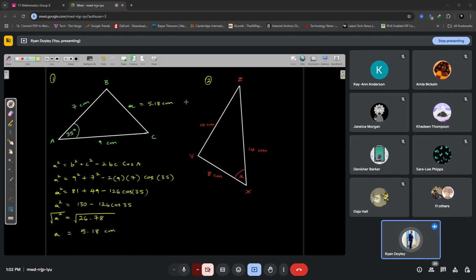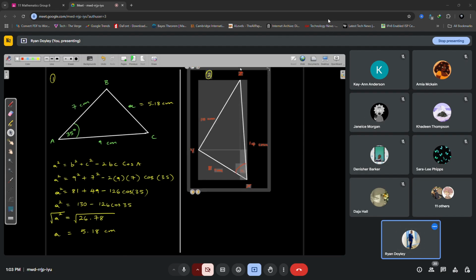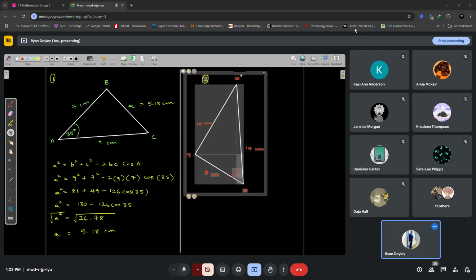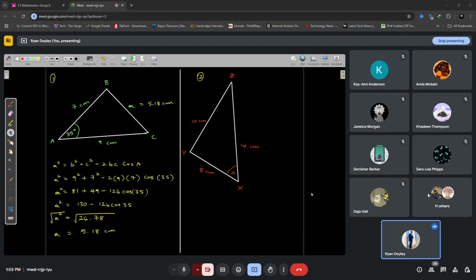So that's how we apply the cosine rule when we're given two sides and an angle between those sides. So how do we find our missing x over here when we're given three sides of our triangle? Who is going to take this one? No volunteer? Alright, so let's see who is here.